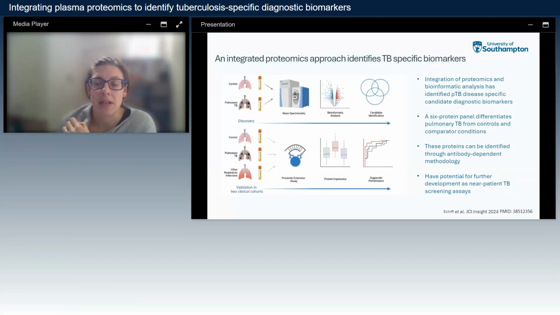And really excitingly, as the Olink panels work through antibody-dependent methodology, they can be validated. They're not only found by mass spectrometry, but can be validated in something that uses antibody recognition, which has really exciting potential for further development as a diagnostic that might be able to be brought closer to the patient eventually. So are we moving closer towards a near patient test for pulmonary TB? Well, I think there's definite potential.